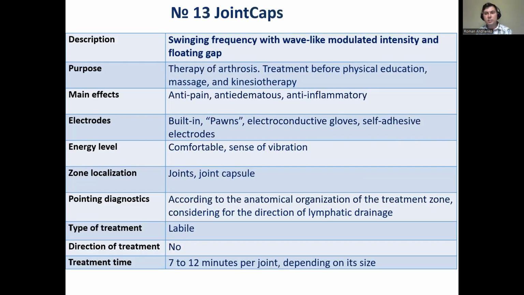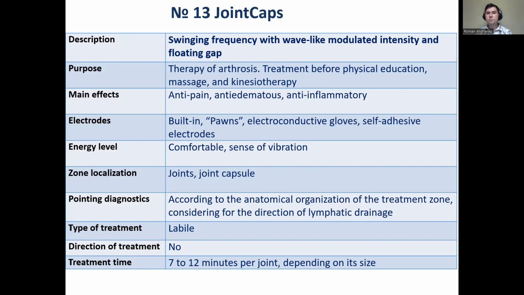And one of the most interesting presets, which we made separate: joint capsule. This one is a swinging frequency with wave-like modulated intensity. This is a new feature we never used before. The modulated intensity is the most modern thing in the scanner technology. And it also has the floating gap, and this is amazing. This particular preset is designed for the therapy of arthrosis. This is where we need to address and treat the joint capsule in particular.